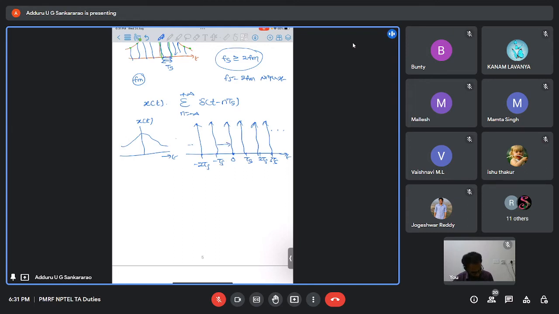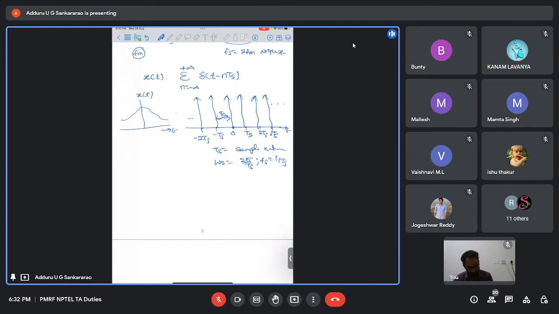You can see the spacing between the impulses is Ts. This is called the sampling interval, and the sampling frequency omega s is 2 pi by Ts, or Fs is 1 by Ts. If x of t is multiplied with that, then we will get the sampled version of the signal. So the sampled signal is x delta of t.